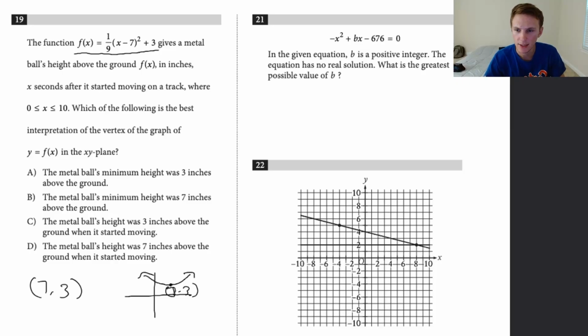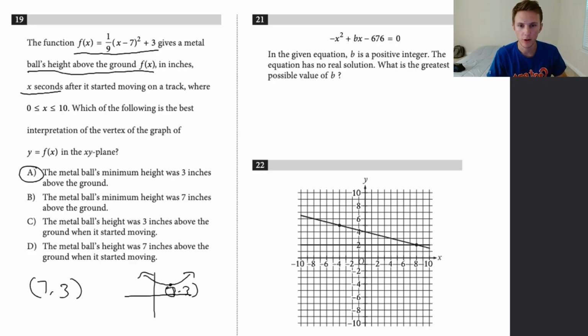So remember, x is the seconds, so the 7 represents the amount of seconds where it's at the minimum, and then f of x is dealing with height, so the height is 3 at the minimum. And then I'll just go right ahead and say it. A will be the answer because at that vertex, the minimum height is going to be 3, which is basically what A says. So these questions are pretty easy if you just know the vertex formula.